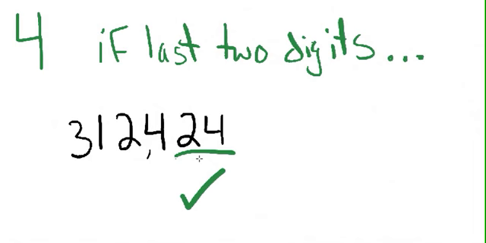The reason this rule works is because 4 goes into 100 evenly, and so every time it gets to 100, you know it's just going to reset itself. So the rule for 4 is if the last 2 digits are divisible by 4, then the whole entire number is divisible by 4.